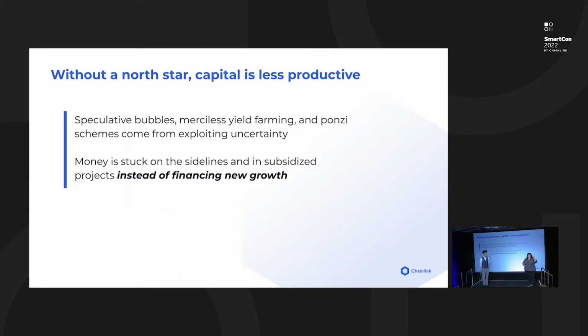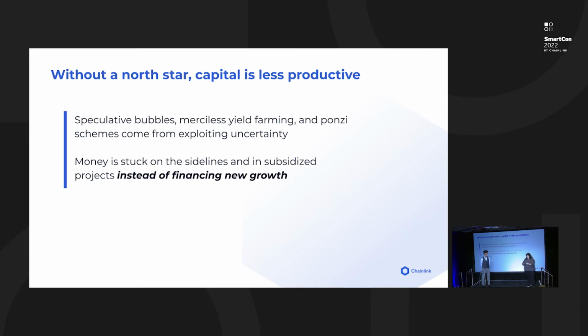So without that corner piece, without that North Star, capital becomes far less productive. There's merciless yield farming, Ponzi schemes, all of that you've seen comes from exploiting uncertainty. And the more uncertainty there is in the market, the less new growth happens, the less new money comes in, the more people put their money into subsidized protocols. And while that might be great for the individual user, it's really holding us back. It's preventing financing new growth.